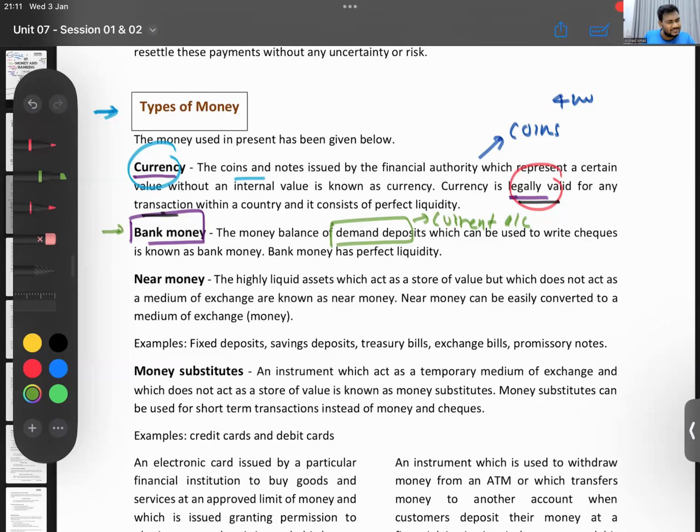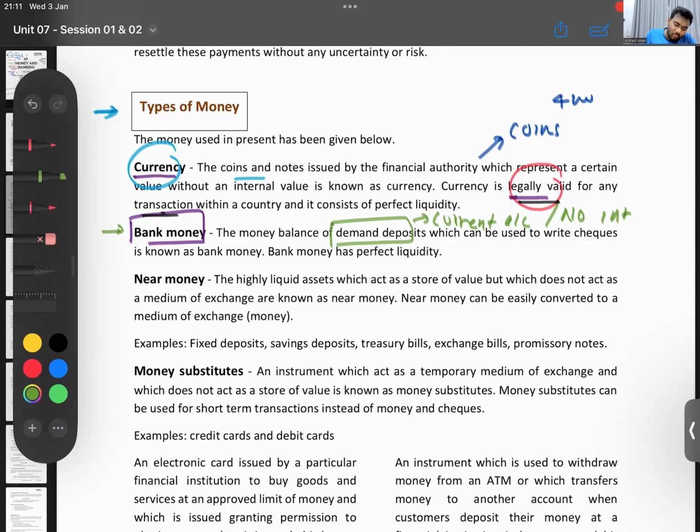Does the bank pay interest for this? No, there is no interest. For bank money, current accounts or demand deposits, even if you have 100 million in your bank account, you don't get any interest on it. It's just money that is there, highly liquid. Liquid means you can easily convert it to cash. You can easily write a check and give. You can do anything you want, no restriction at all. That is bank money.